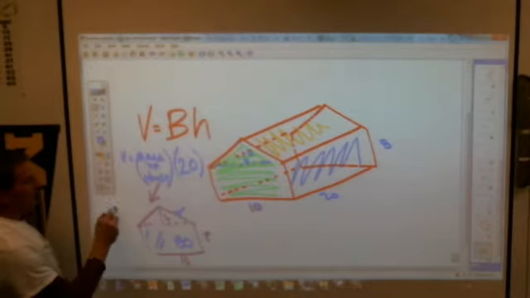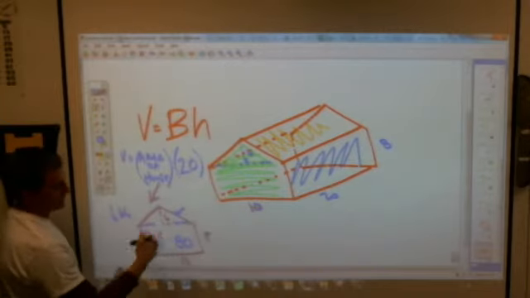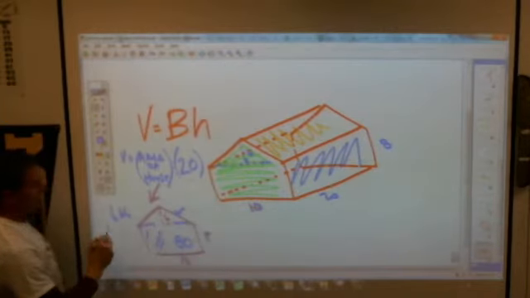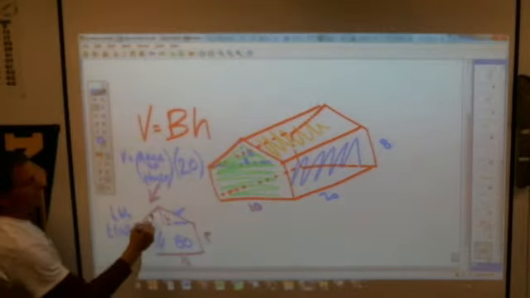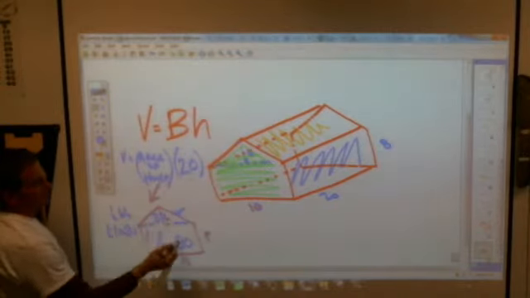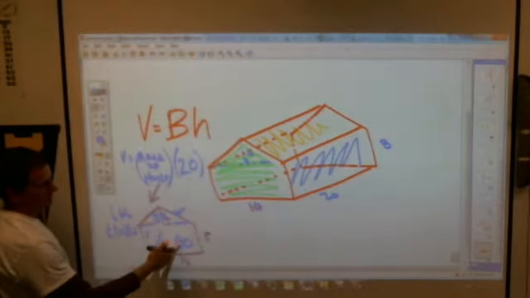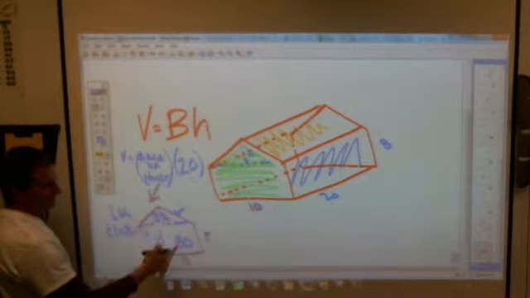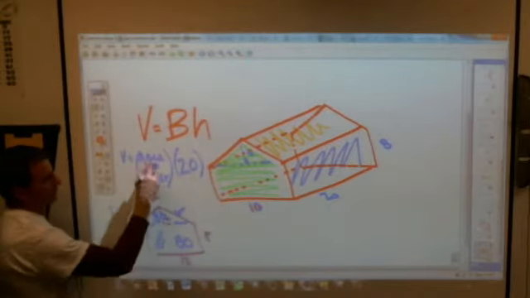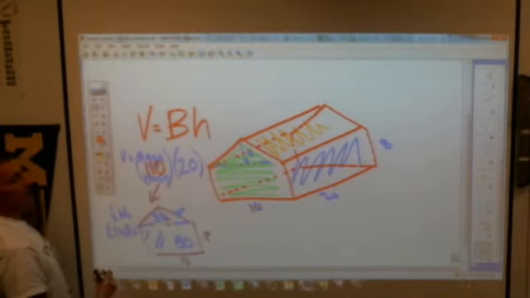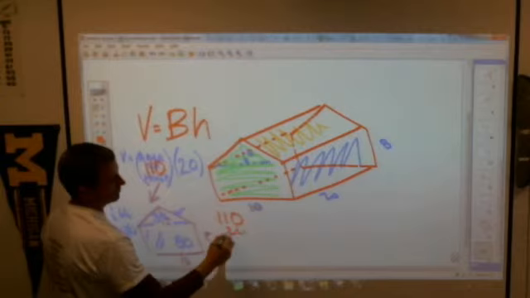And then look, here I got to figure out what the area of that triangle is. But again, that's 1/2 base times height. Well, my base is 10, my height is 6, so 1/2 of 10 times 6 is 30. I put those two together and I get 110, I believe. Alright, so that 110 is what goes in here. Now to find the volume of the whole house, you're going to have to take 110 and multiply it by 20.